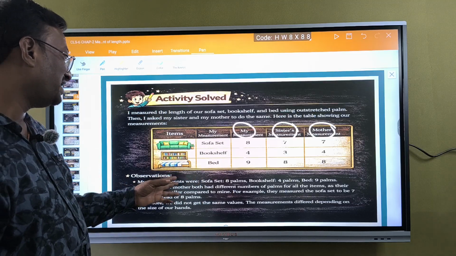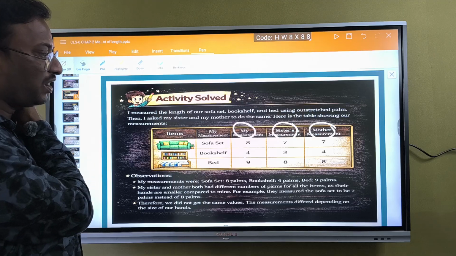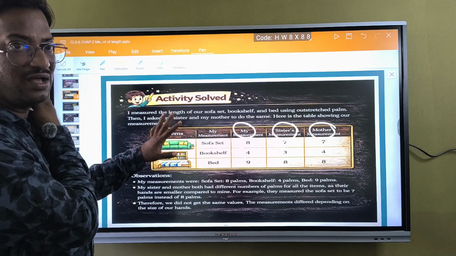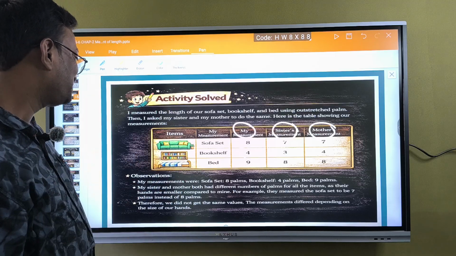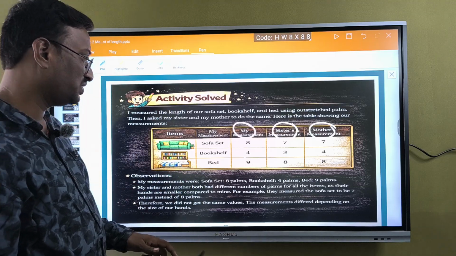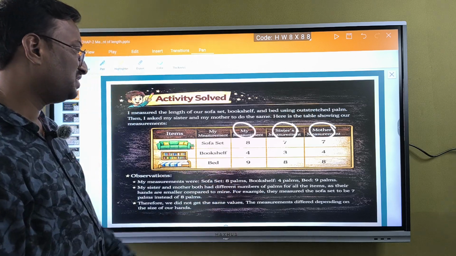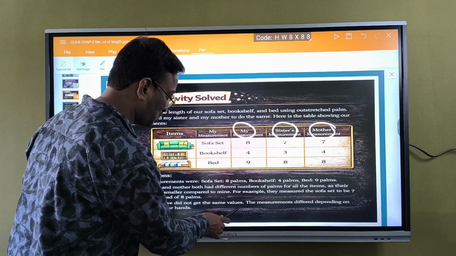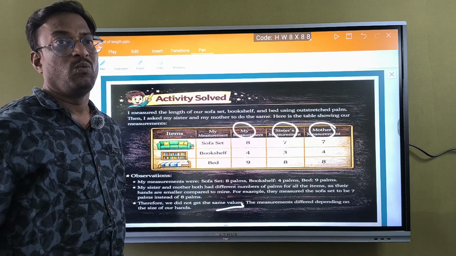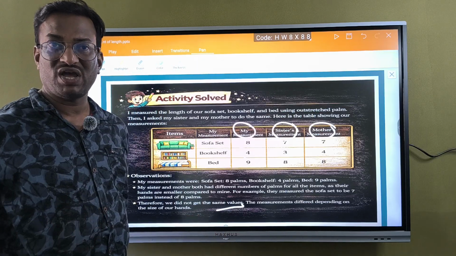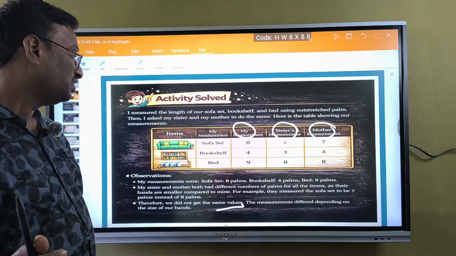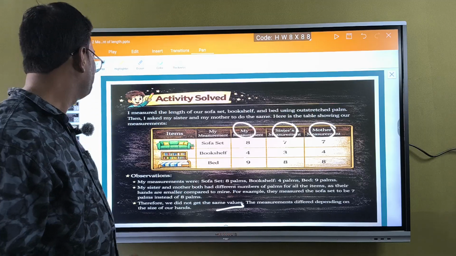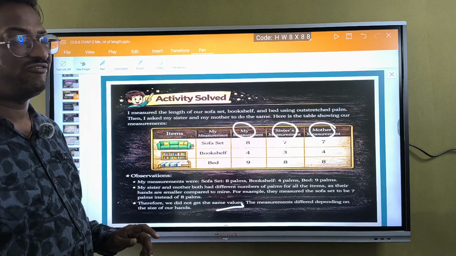My sister and mother had a different number of palms for all the items, because their hands are smaller compared to his hands. Therefore, we did not get the same values. Generally, if we measure one thing, we should get the same value every time. So the measurement differed depending on the size of our hands. That is why we are in need of a standard unit.